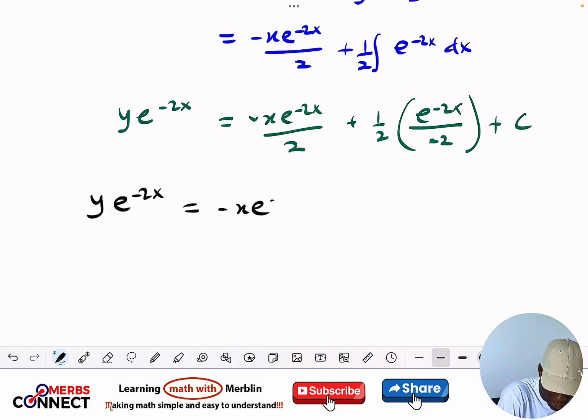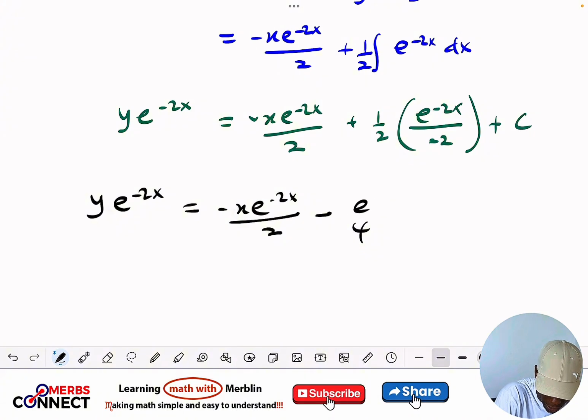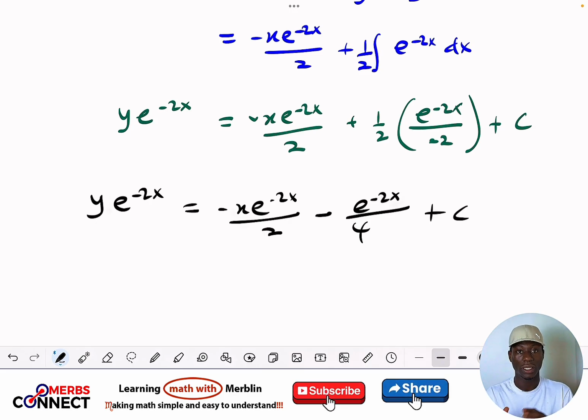Minus x e to the power minus 2x divided by 2 plus, no, it's going to be minus 1 over 4 because there is a minus here. Then we have e to the power minus 2x divided by 4 plus the c. So since we want to get the general solution, we need to make y the subject.